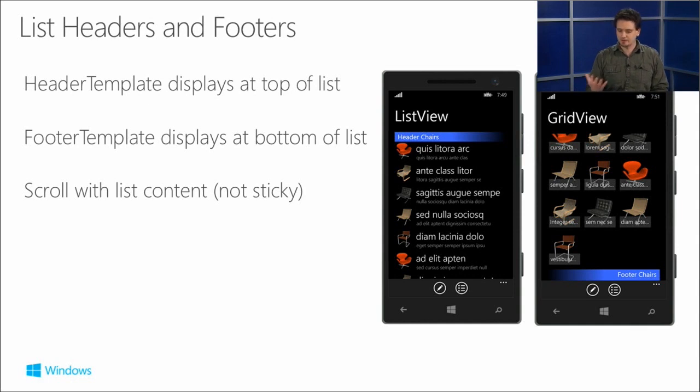So the header template always displays at the top of your list. The footer template always at the bottom of the list. It seems kind of obvious. The styles that you see in here are not our recommended styles, that sort of faded color. But the reason it looks like that is because I wanted to show that these are completely stylable.